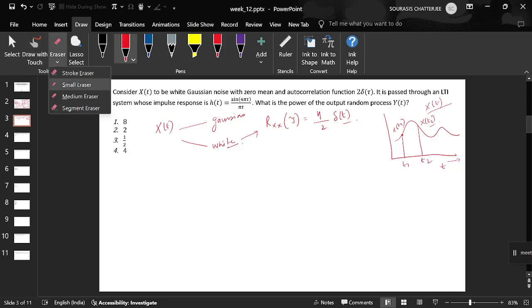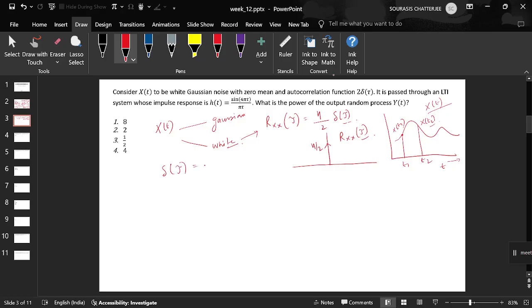Sorry, tau I'm writing, so it should be delta tau here. So what does that mean? My autocorrelation function being something like this. This has a height of eta over 2, and this is what my autocorrelation function is. So you all know that Dirac delta is 1 when tau is 0 and 0 otherwise.